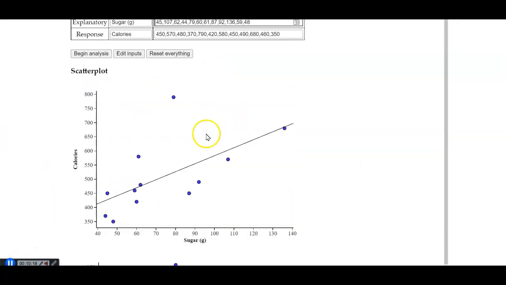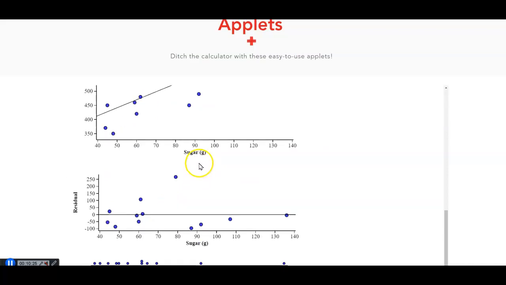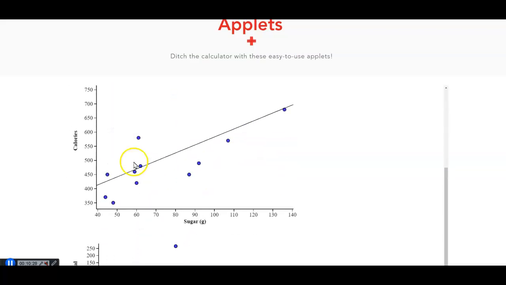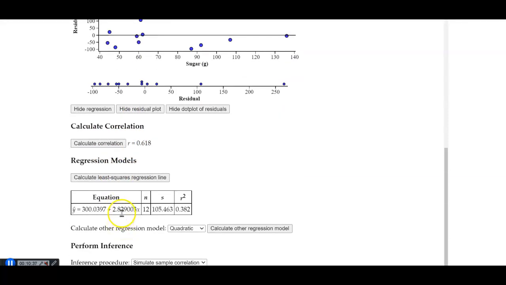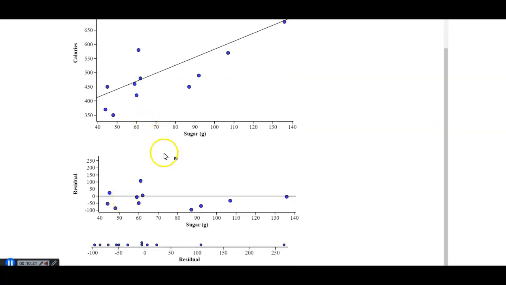Okay, so we added our data. Okay, we plotted it, and then we said find the correlation coefficient right there, and then draw the line. Okay, and the closer the dots are to the line, the better the fit.